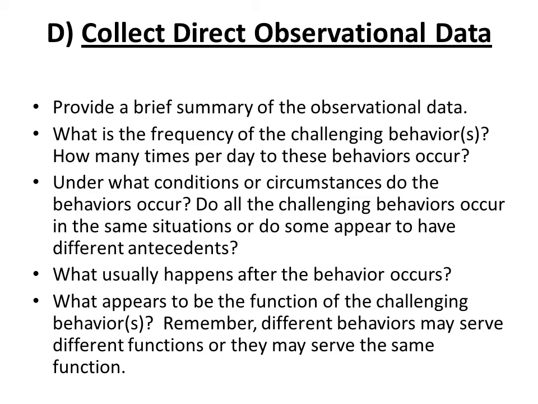And then finally, what appears to be the function of the challenging behaviors? To look at function, you have to consider antecedents and consequences, and it has to make sense. For example, if you're going to make the statement that this behavior appears to serve the function of escape from demands, but the antecedent is that this behavior usually happens during unstructured times or transition times, that doesn't make any sense. So you look for antecedents and consequences that tell a story about the function or reason a behavior occurs.